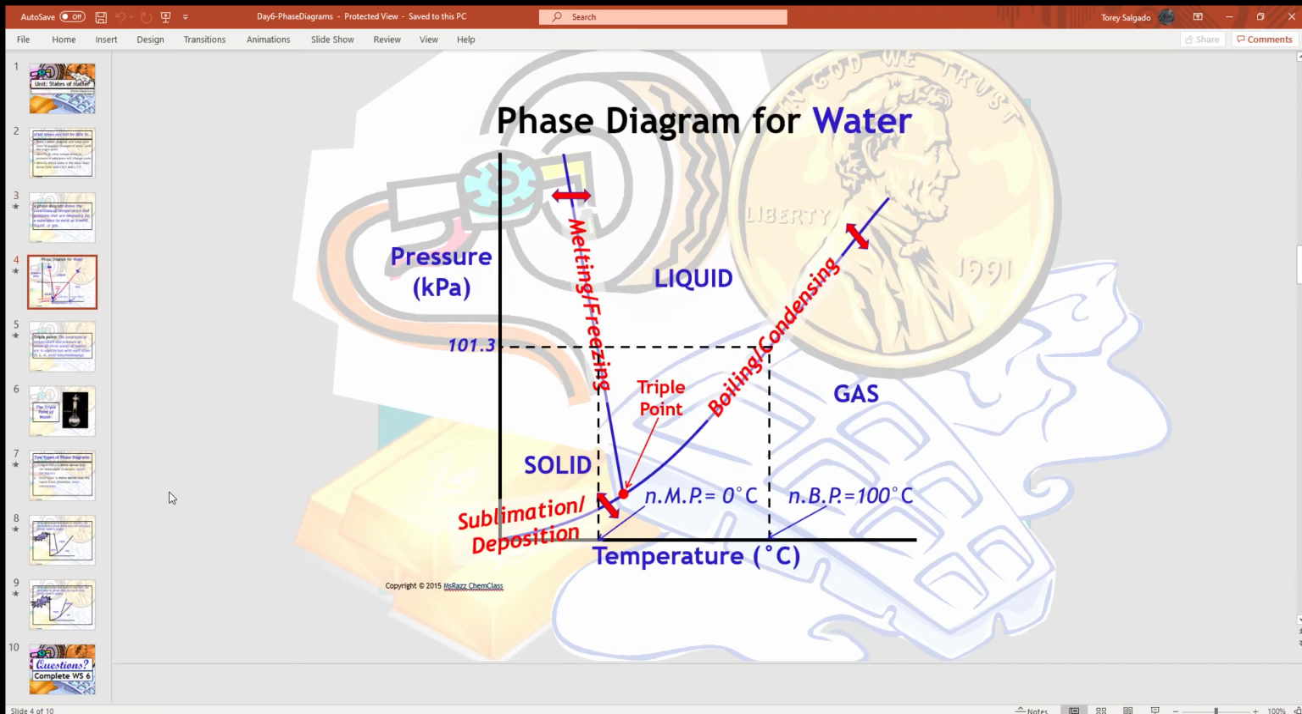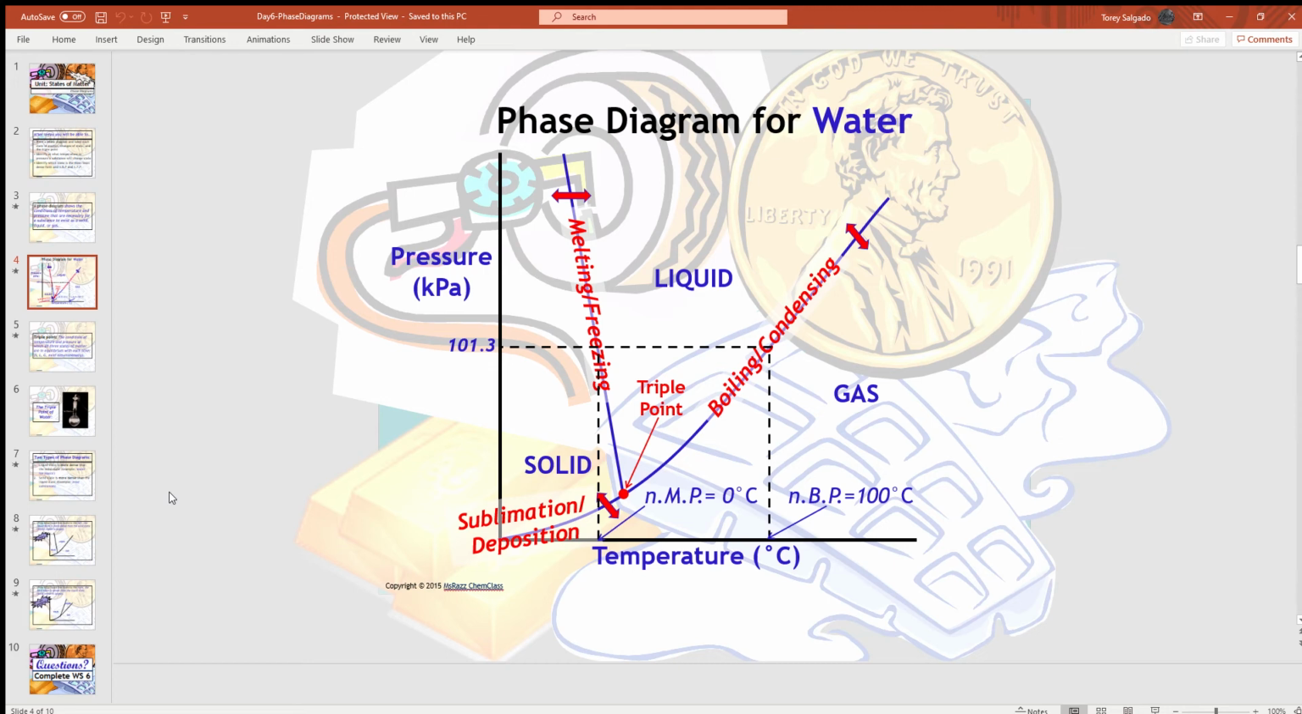If you're looking at your notes and you're also looking at my PowerPoint, this probably looks super confusing, but we're going to go ahead and go over this. So let's take a look at the left-hand side at the y-axis. We have pressure in kilopascals. And you might notice that number 101.3, that is the standard pressure in kilopascals. So we have that labeled up there for you. And on the other axis, on our x-axis, we have temperature reported in degrees Celsius.